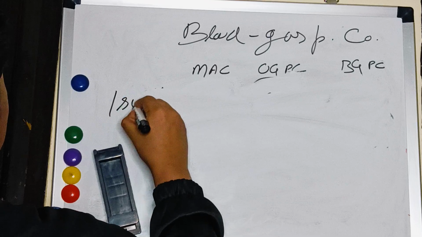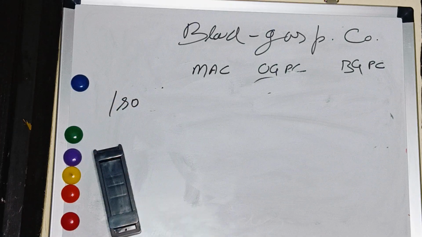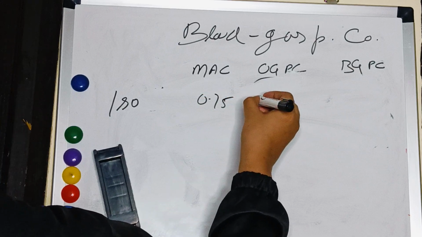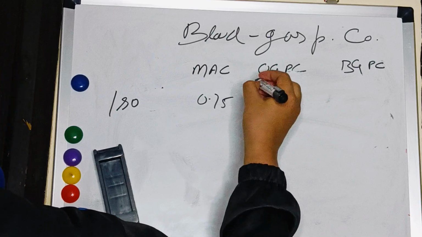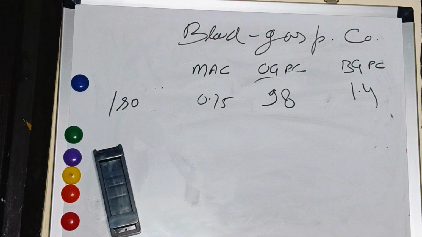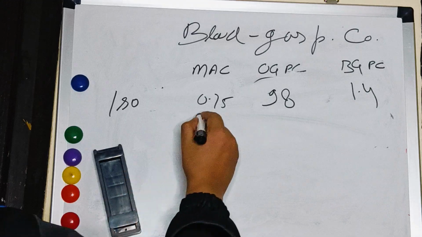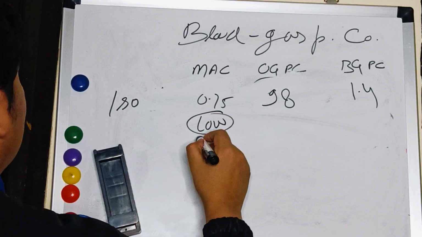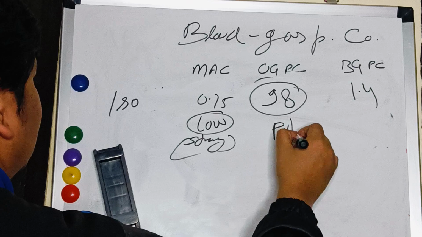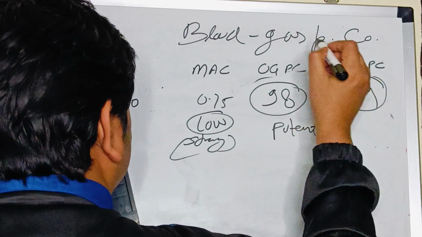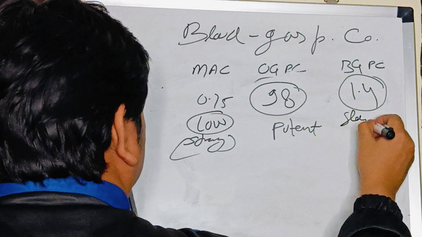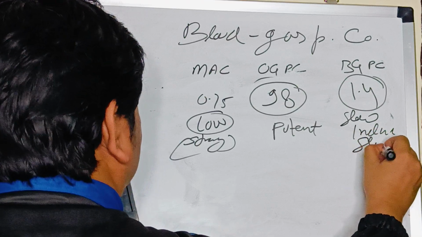Isoflurane: MAC 1.15, oil gas 98, and blood gas 1.4. So a low MAC value, a very strong drug, a high oil gas partition coefficient, a potent drug, and the blood gas coefficient is high. So it has slow induction and slow recovery.